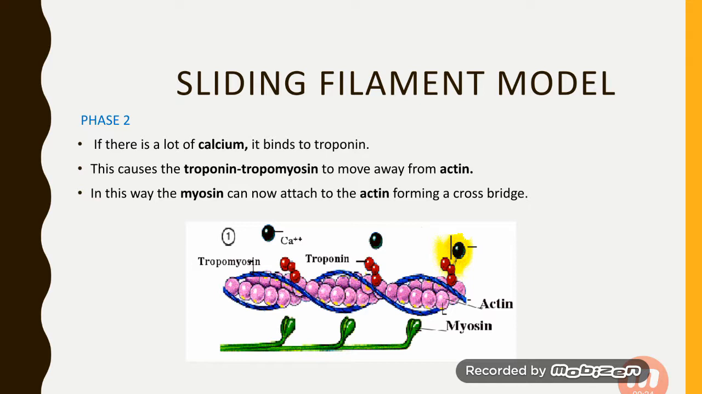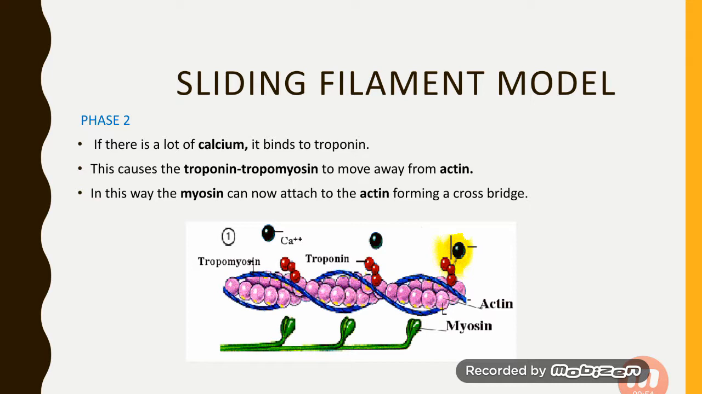Muscle contraction is initiated by the nerve impulse that we have discussed. The nerve impulse is carried through the sarcolemma to the T tubule and then to the sarcoplasmic reticulum. And here the calcium gates of the sarcoplasmic reticulum will open up, releasing calcium into the cytosol.